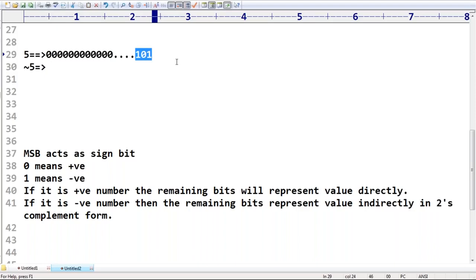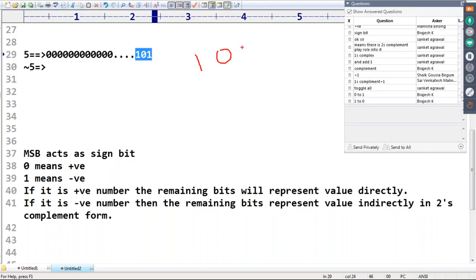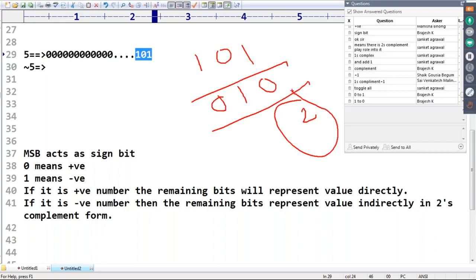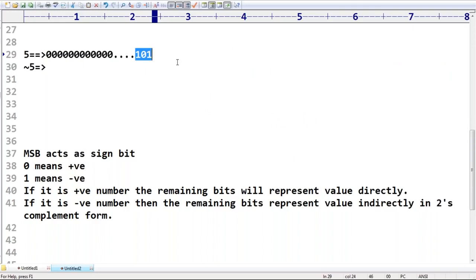Some people are telling, sir, 101, only 101. Complement means 0 becomes 1, 1 becomes 0. Its value is nothing but 2, something like that. No, sir. You have to apply the complement for all 32 bits. It's compulsory. That's why 1 1 1 1 1 1 1 1 1 and so on, and after that, have you observed, 1 will become 0, 0 will become 1, 1 will become 0. That's all, sir. This is the negation of 5.